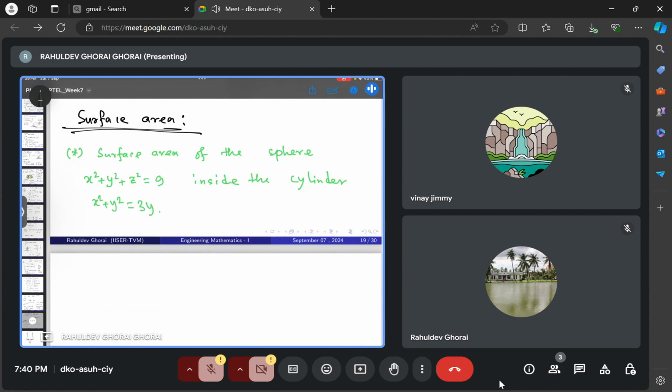So can you draw the graph of the surface? Can you plot this surface, x square plus y square equal to 3y? How will it look like?